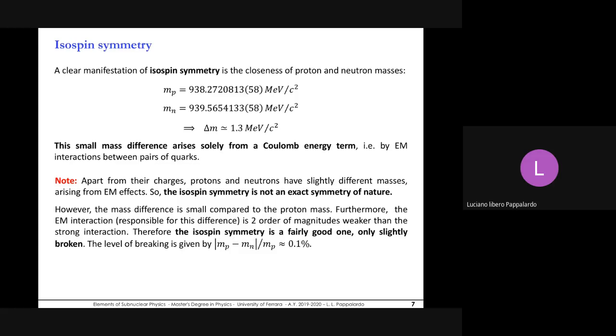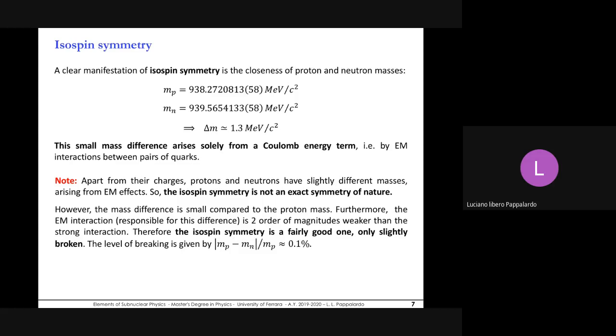Now, apart from their charges, protons and neutrons have, as we've just seen, slightly different masses, which arise from an electromagnetic effect. It's an electromagnetic interaction term that provides the different mass. So the isospin symmetry is not an exact symmetry of nature. Okay, we say that the isospin symmetry is a slightly violated symmetry of nature. It would be completely exact if the mass of the proton and the neutron were exactly the same, but they are not. However, the mass difference is small compared to the proton mass or the neutron mass.